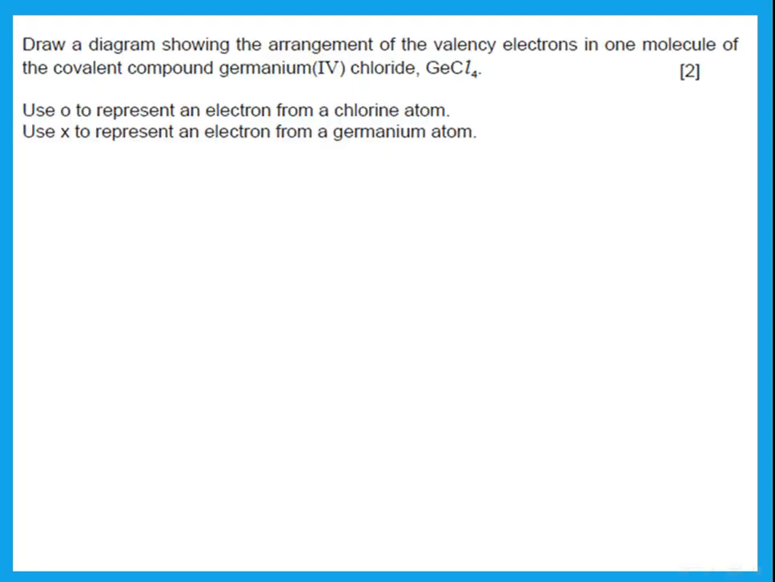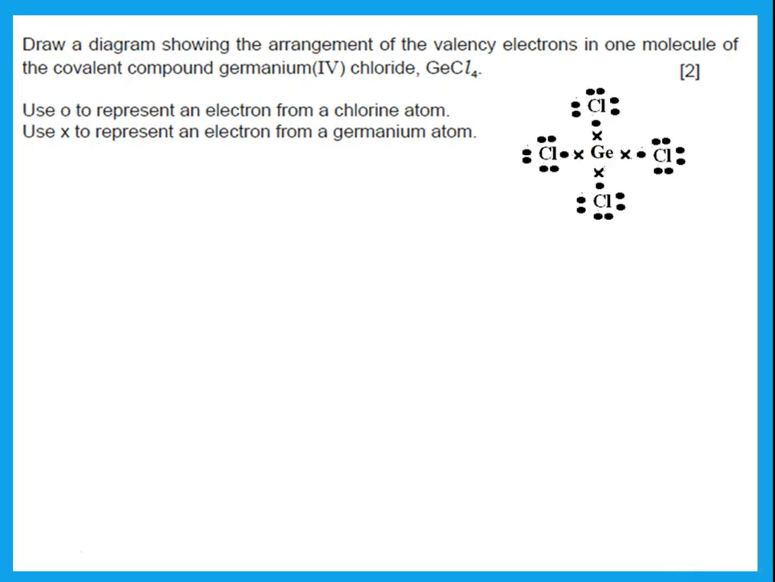Okay, draw a diagram showing the arrangement of valency electrons in one molecule of the covalent compound germanium chloride. He's already telling me that it's covalent, and without even telling me, I should know that they are covalent because both germanium and chlorine are on the right side of the periodic table, and that means they are nonmetals. Okay, so we have germanium with 4 chlorines. So obviously I have germanium in the middle with 4 chlorines around it.